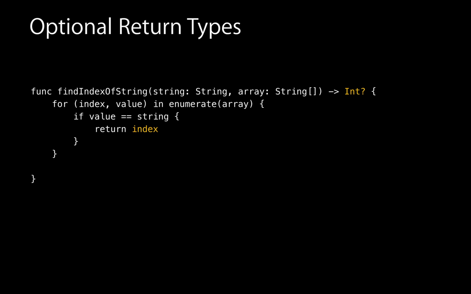Now we're returning an integer here, but then it gets wrapped up, as we said, in the optional return type. And because we have nil at our disposal, we know exactly what to do when we don't have a valid result. We just simply return nil.